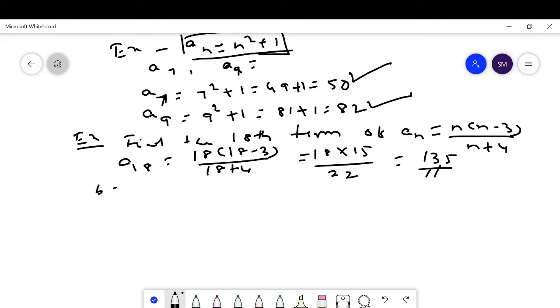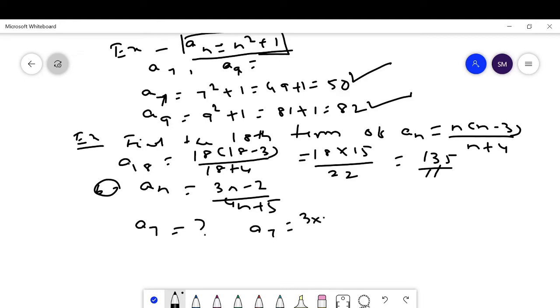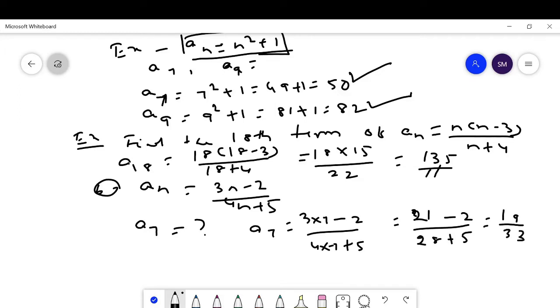Here is another example. The question is an is equal to 3n minus 2 upon 4n plus 5. We have to find A7. A7 is equal to 3 into 7 minus 2 upon 4 into 7 plus 5, which is equal to 21 minus 2 upon 28 plus 5, which is equal to 19 upon 33.